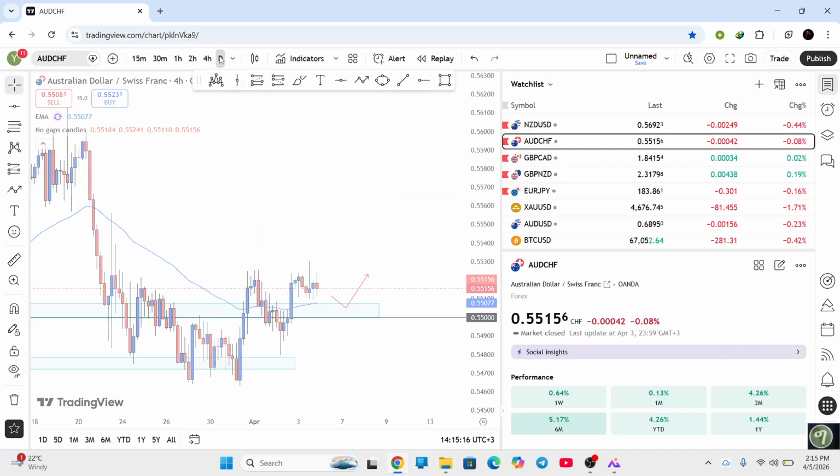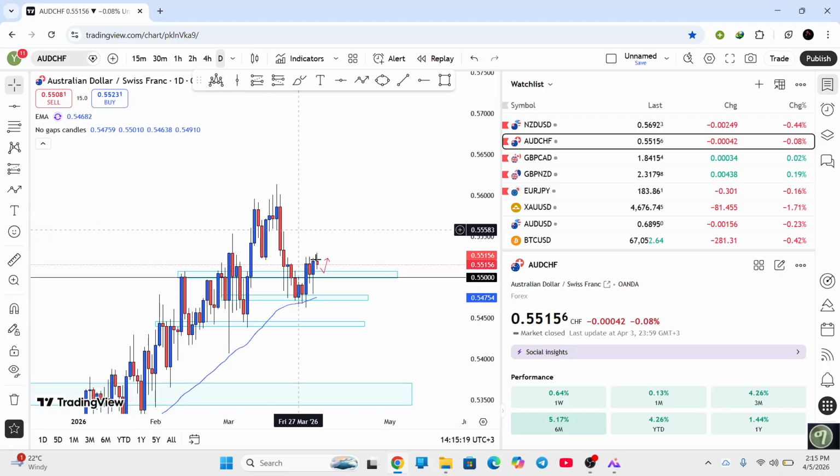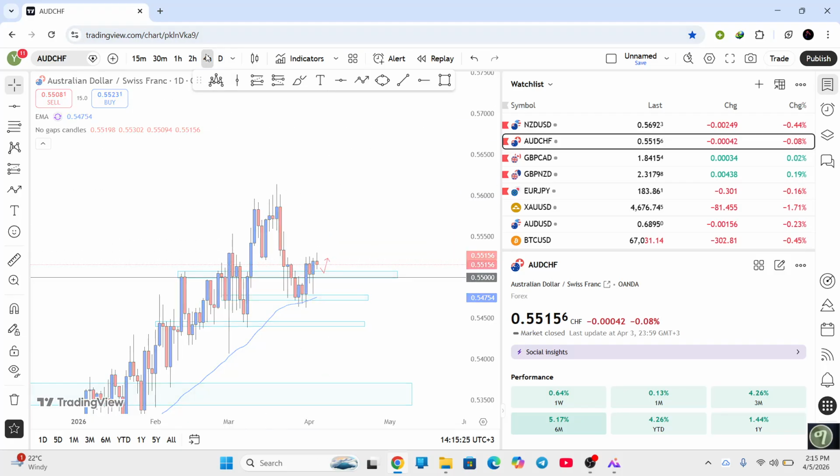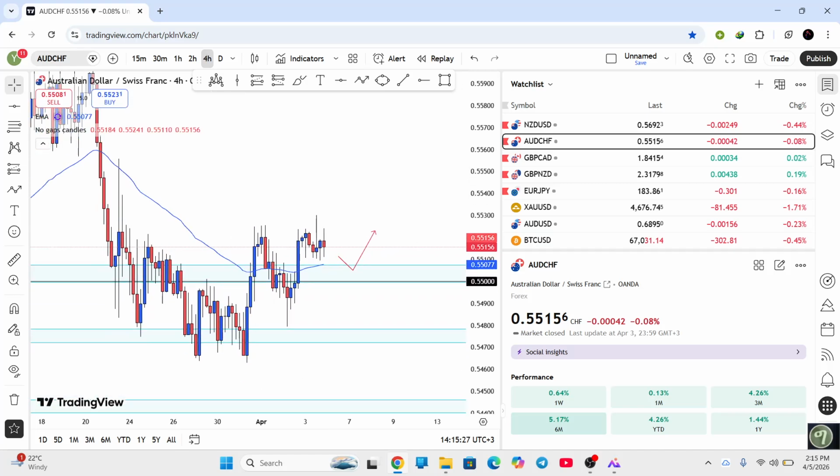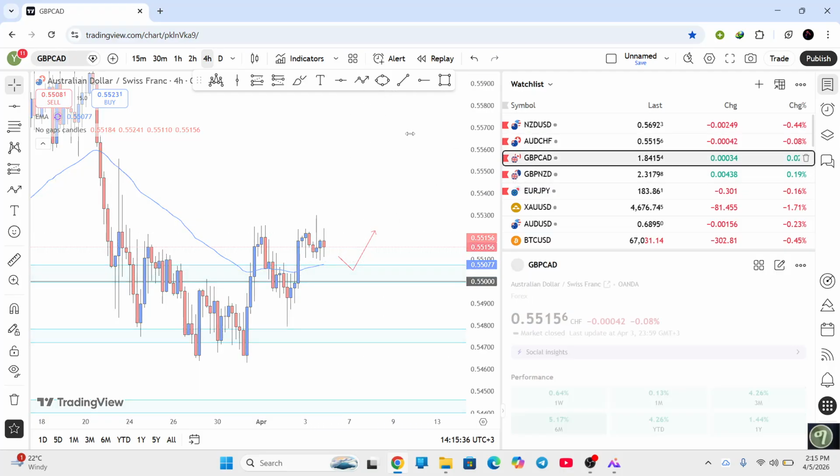AUDCHF, what we are waiting on the daily time frame is also the weak pullback, reject from the area of interest to keep going to the upside. And on the 4 hour, I'm going to wait for the deeper pullback to reject from the structure point, to reject from this EMA, from the area of interest, to keep going to the upside.